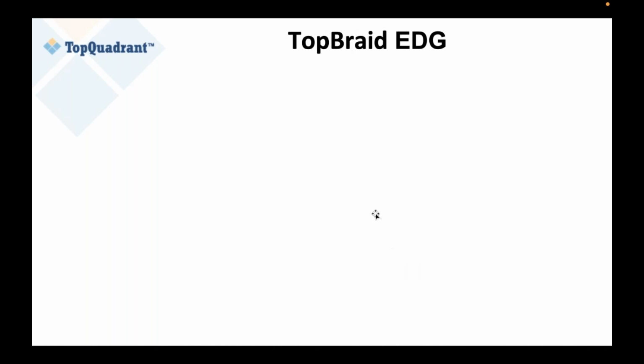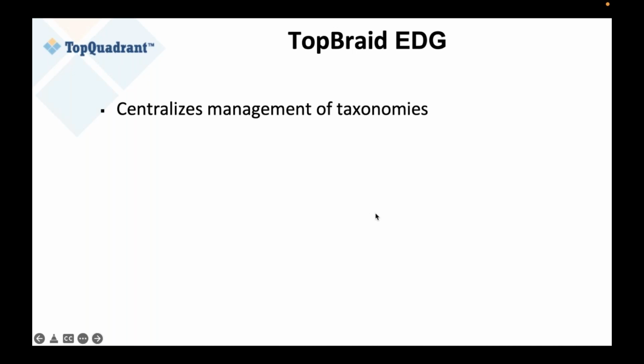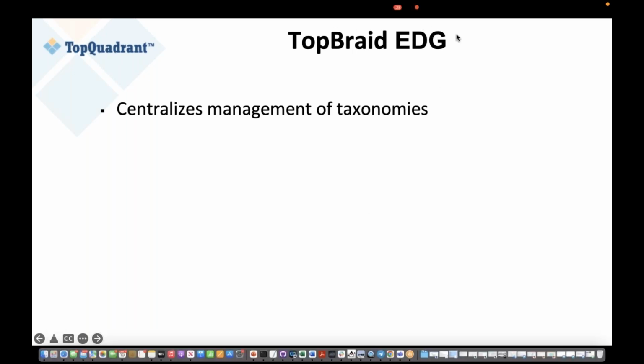So as Jesse demonstrated, Top Braid EDG can help you centralize management of controlled vocabularies that can then be used in different environments, such as SharePoint. And TopBraid EDG brings to this task many features supporting collaboration between taxonomists, import and export of different sources, sourcing taxonomies from documents, ensuring consistency of taxonomies with a variety of checks, and so on.